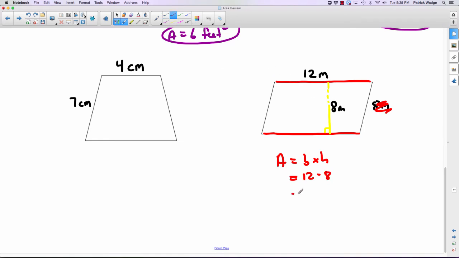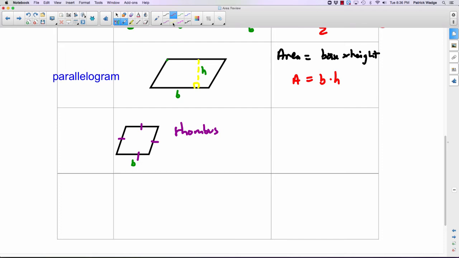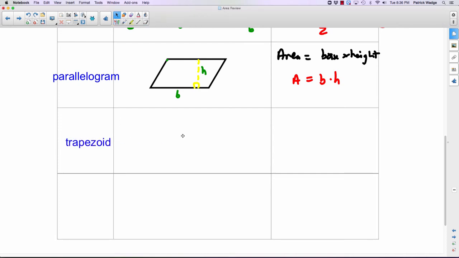12 times 8, uh-oh, hard one. You got it, 96. 96 what? Meters squared. Okay, just before I erase this, remember with the rhombus, it would also be base times height, from the highest point straight down. So this would be your height, for example, right there. But I'm getting rid of that because now it's time to do the trapezoid.